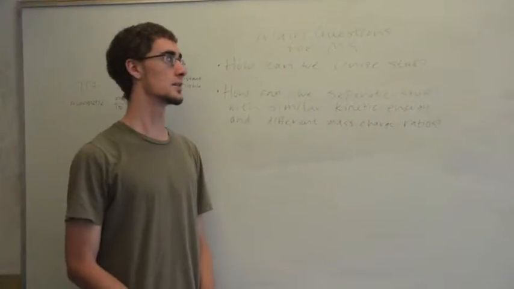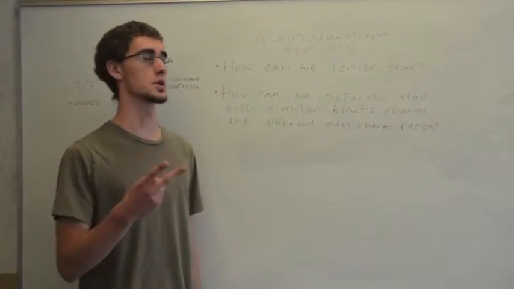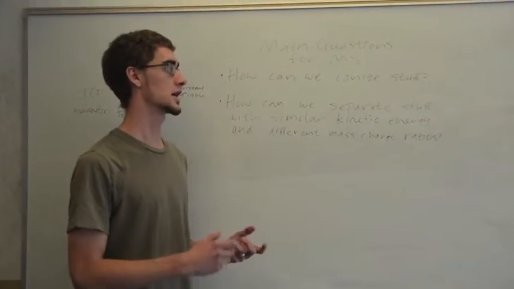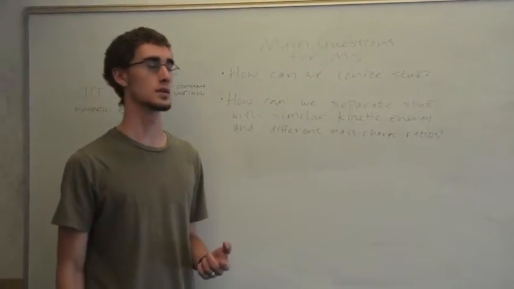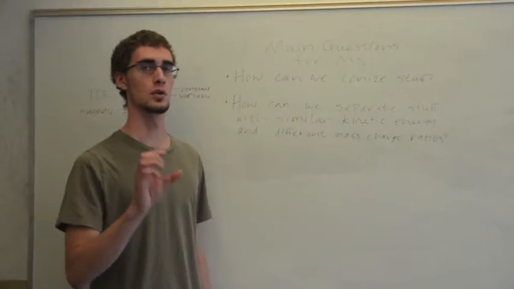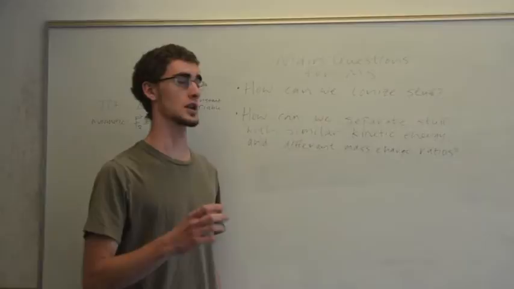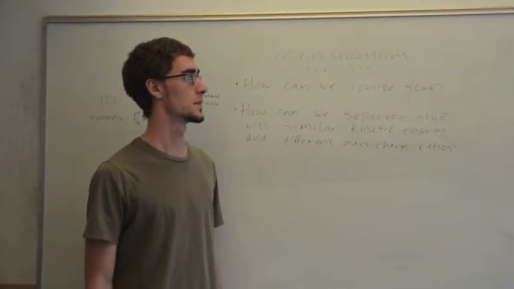To actually create a mass spectrometer, you need to answer two questions. The first is, how are you going to ionize your sample? And the second is, how are you going to separate your sample, which is all going to have the same kinetic energy, but potentially different parts are going to have different mass to charge ratios?